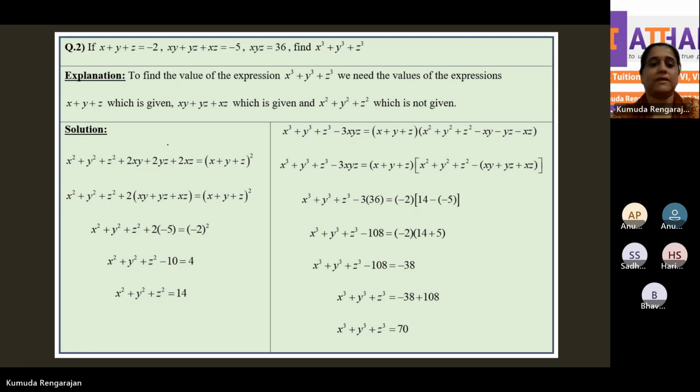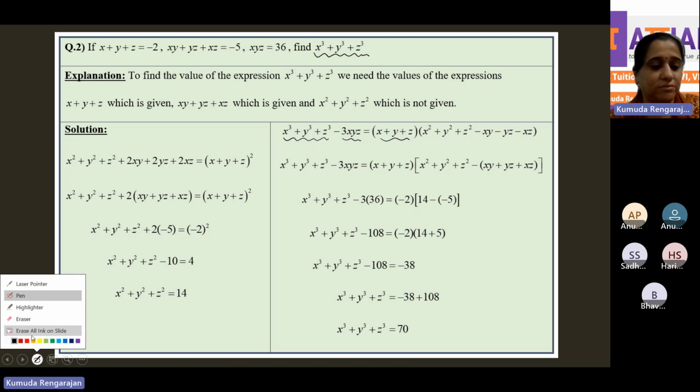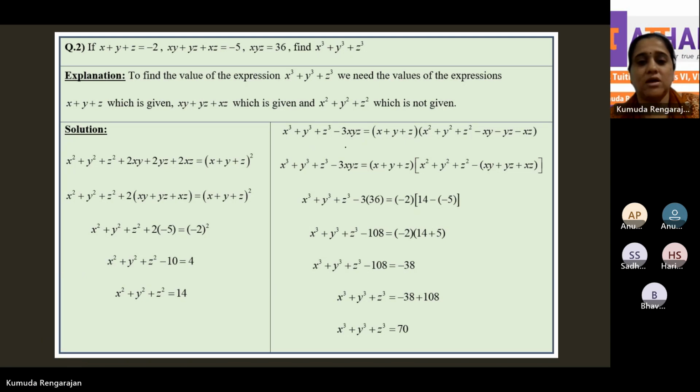All right. So here also we have to find x cube plus y cube plus z cube. So this is the identity, because only here you have x cube plus y cube plus z cube minus 3xyz is equal to. Okay, 1 minute. You know this. Let me not read and waste your time. You know this identity now.